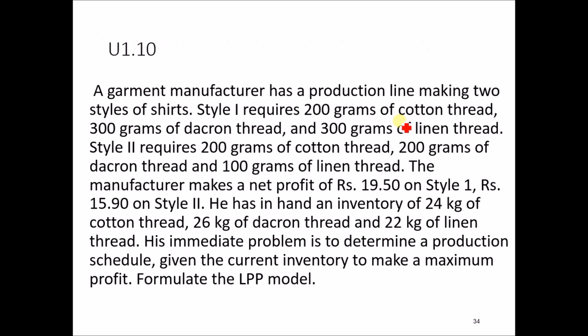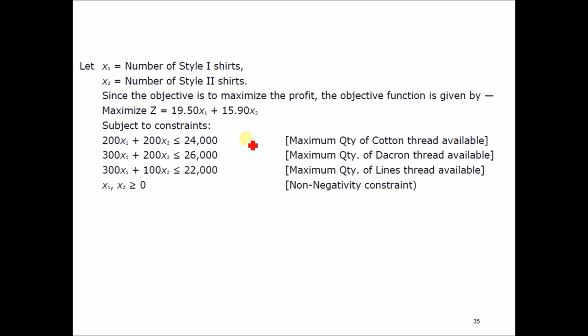So this is another problem. Here they are producing two styles of shirts, style 1 and style 2. So this will be the solution. You have to write like this. For example, when you take x1 as the variable for style 1, you have to write x1 equal to number of style 1 shirts. Similarly, x2 is equal to number of style 2 shirts.